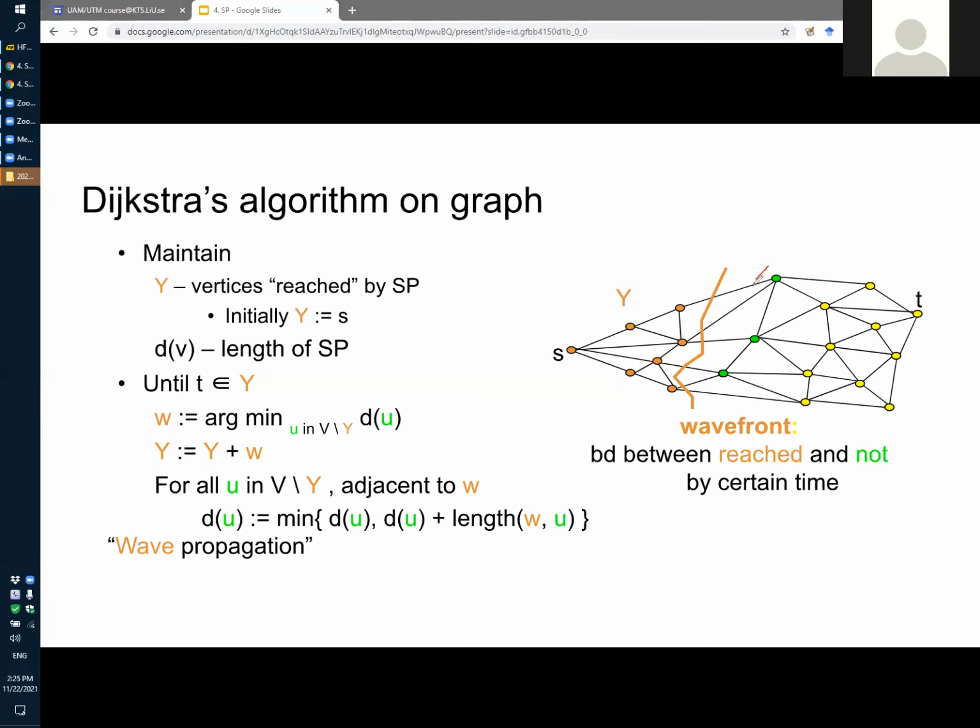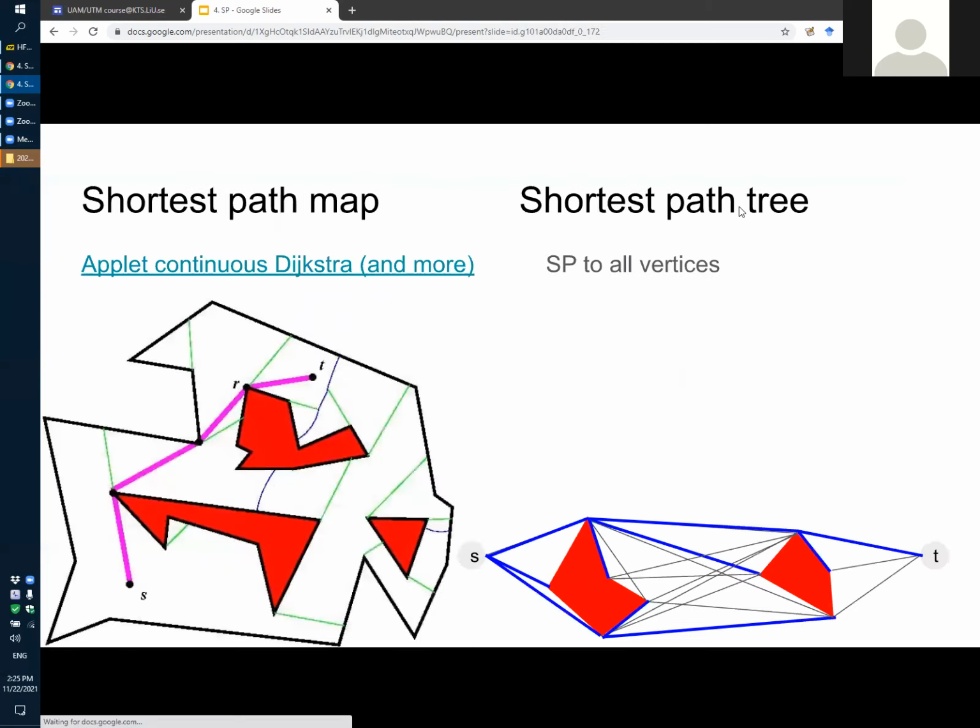And you have these vertices close to the frontier, and one of them will be reached next. That's the one with the minimum label, and then its label gets updated, and the wave propagates further, and so on and so forth, until the wave reaches the target, or until it goes through all vertices in the graph. So Dijkstra's algorithm is this wave propagation. When we speak about wave propagation in a discrete setting, it may or may not make much sense. I was trying to show you what this wave propagation may look like.